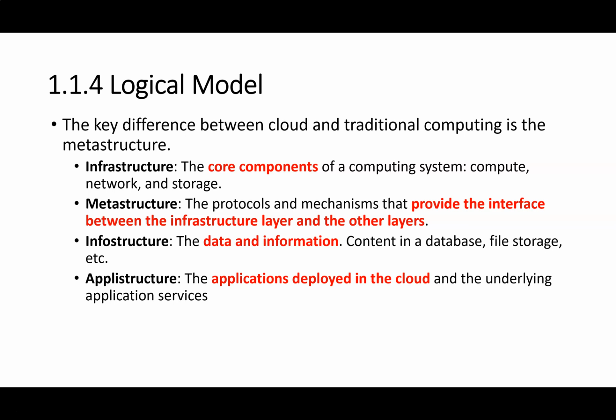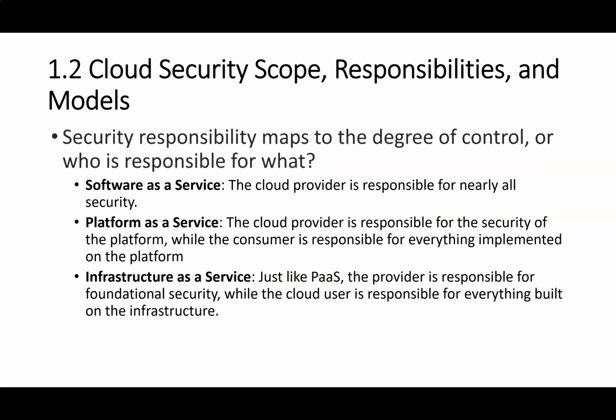Applistructure, the applications that are deployed inside the cloud and the underlying services that are used to make those applications available within the cloud. So who is responsible for what? With software as a service, the provider is responsible for security. Platform as a service, the provider is responsible for security of the platform. The consumer is responsible for things that are implemented on the platform.